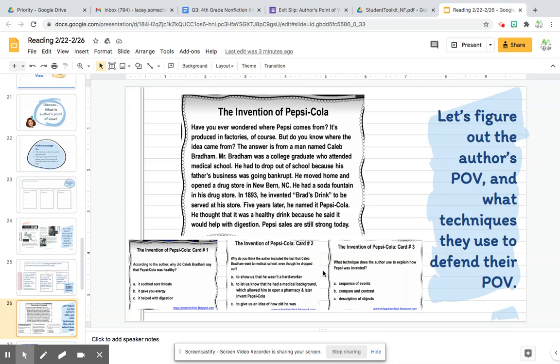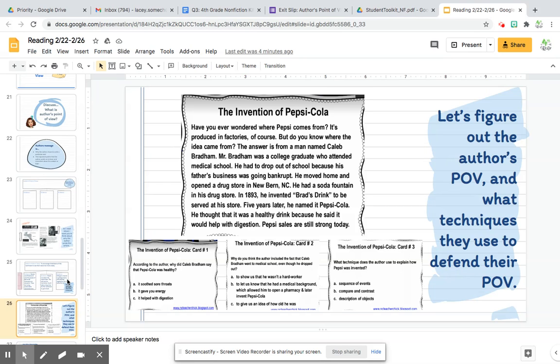All right, last one. What technique does the author use to explain how Pepsi was invented? Did they tell Brad's story here in a sequence of events? Did it go like in a chronological order? Were we comparing or contrasting two subjects? Are we simply just describing the object? So it says here, it talks about how he was a college graduate, right? And then this is what happened before he moved home. And then it even gives us a date. And then 5 years later, I hope you've picked up on those signal words because it is a sequence of events.